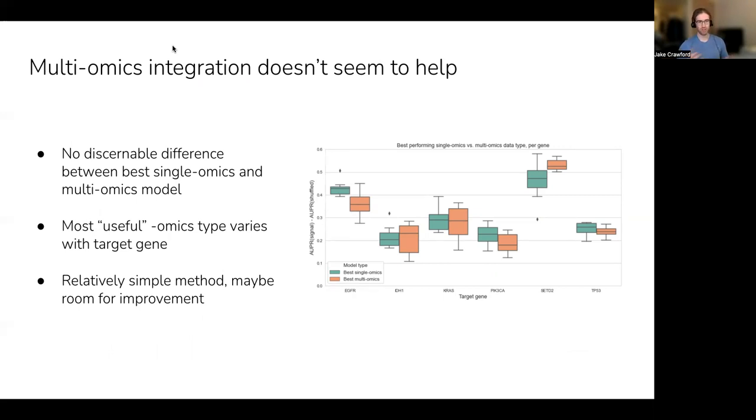We also saw the most useful omics type varies with the target gene. I didn't show those results, but those are in the paper. And we also used a relatively simple method here of concatenating data types. We tried elastic net. We also tried a 3-layer neural network in this case, and we did not see any improvement there. So maybe there's room for improvement using more complex methods, but we didn't see it in this particular case.